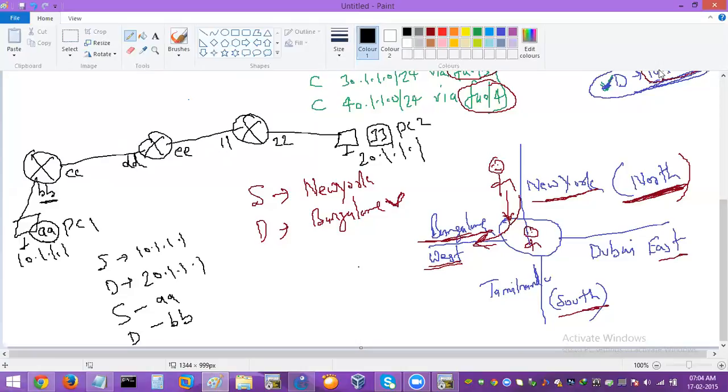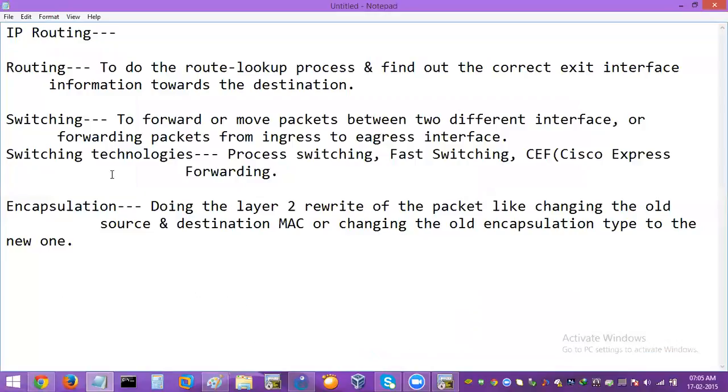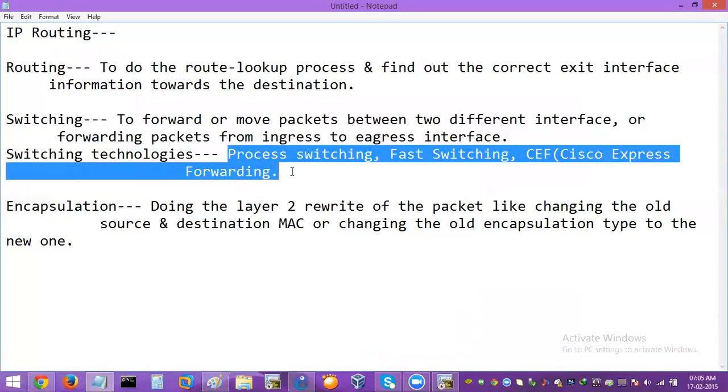Yes, Anjum, you want me to repeat the switching part? The switching part was when you receive a packet. No, sir, not the switching technologies that you spoke about, fast switching. And this thing I'll talk about, okay? This is a different section, I'll cover them. This is a major topic, okay? It's a big topic. That we will cover later on. All right, thanks.